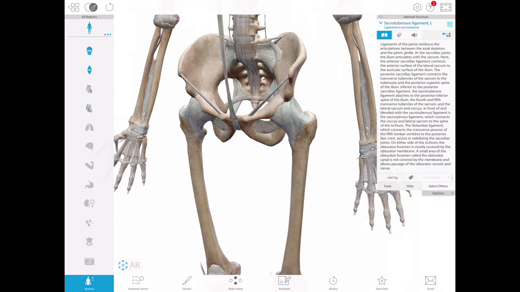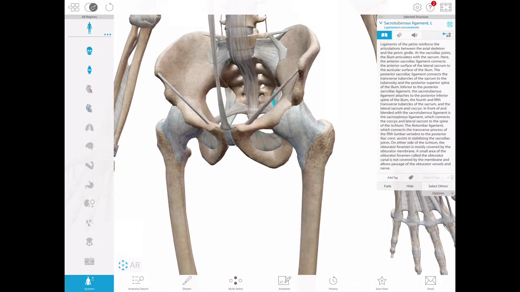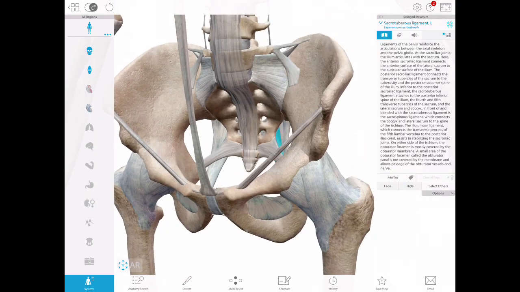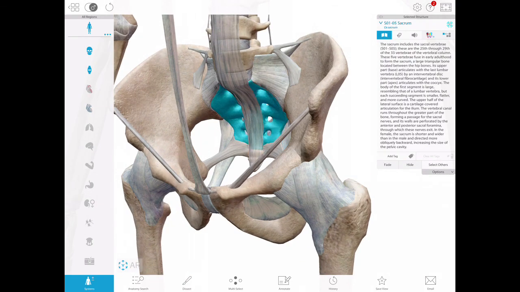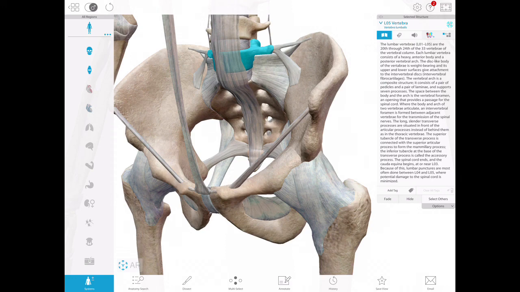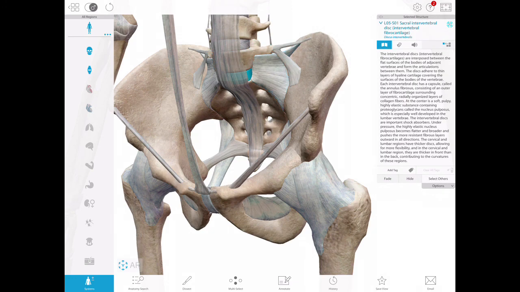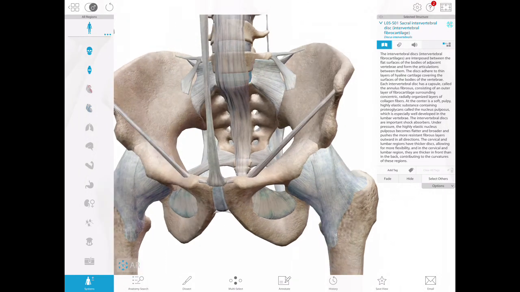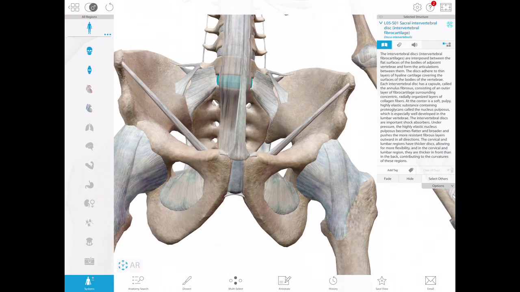The lumbosacral ligament would be in between the sacrum and the lumbar vertebra, so it would pretty much be in there. So that would be the lumbosacral ligament.